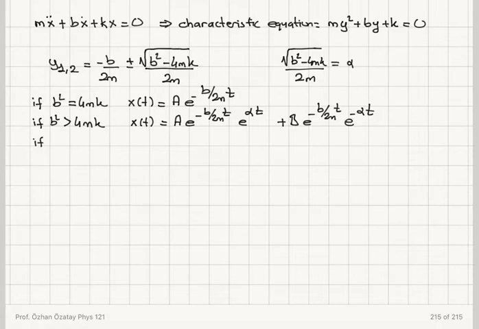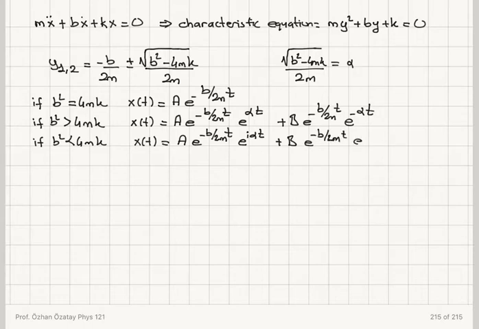And if b squared is less than 4mk, then I will have x of t equal to an arbitrary constant a e to the minus b over 2m t e to the i alpha t plus b times e to the minus b over 2m t e to the minus i alpha t. Okay?